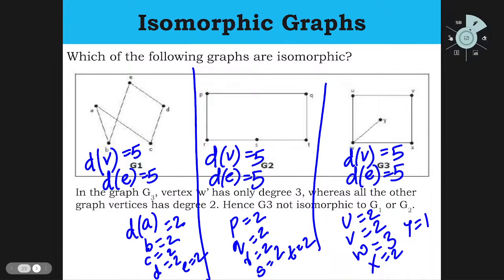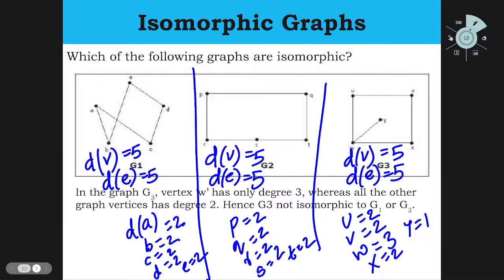So the first graph and the second graph are isomorphic, while the third graph is not isomorphic because the degrees of its vertices are not the same. Clear? This is a compulsory question. You may get this one, or you may get a Euler circuit or a Hamiltonian cycle. It is a definite question in the 4th unit.